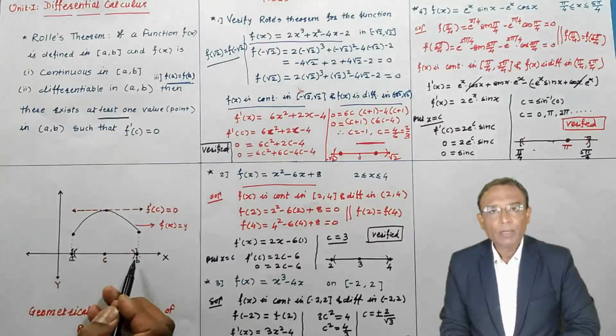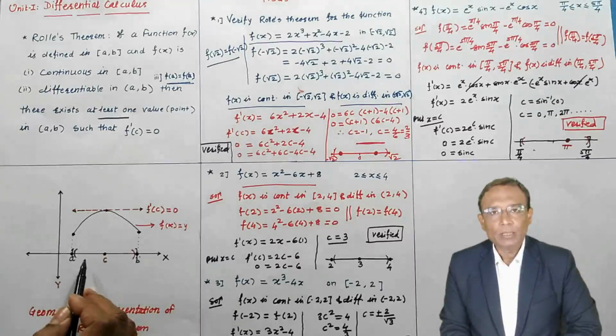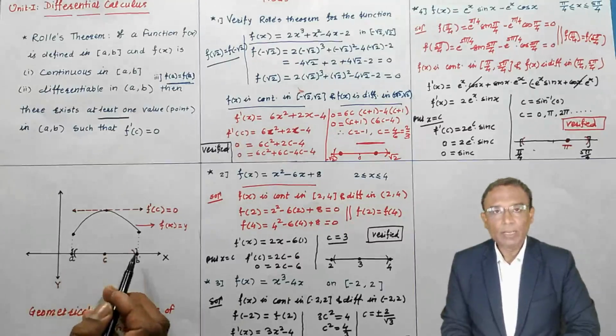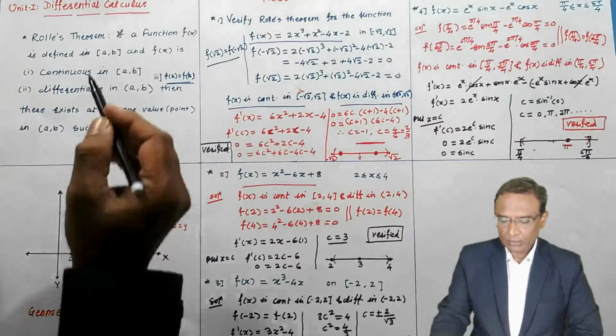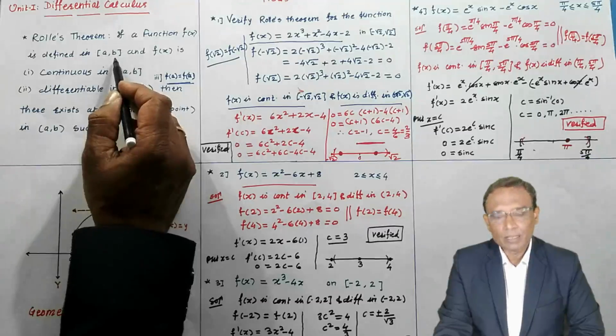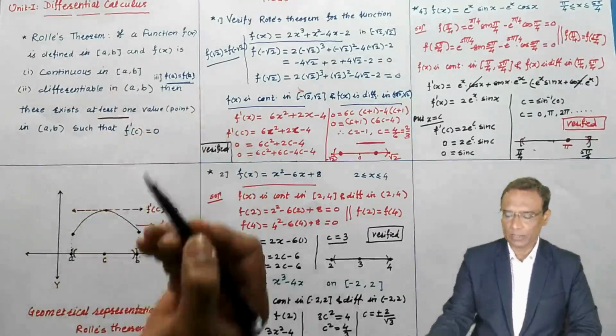In an open interval the end points are not included, but in a closed interval the end points are included. A closed interval is written like this and an open interval is written like this.